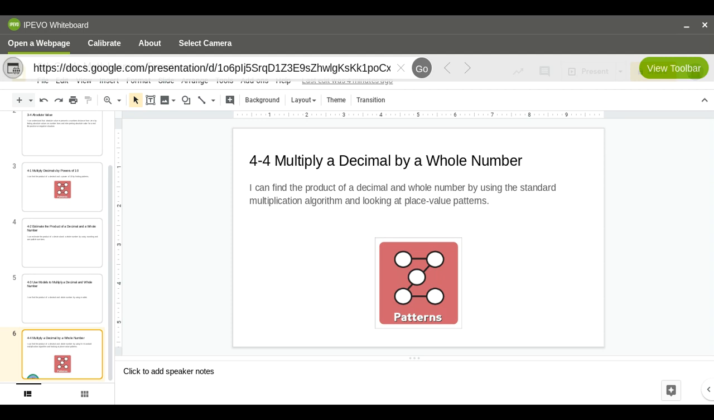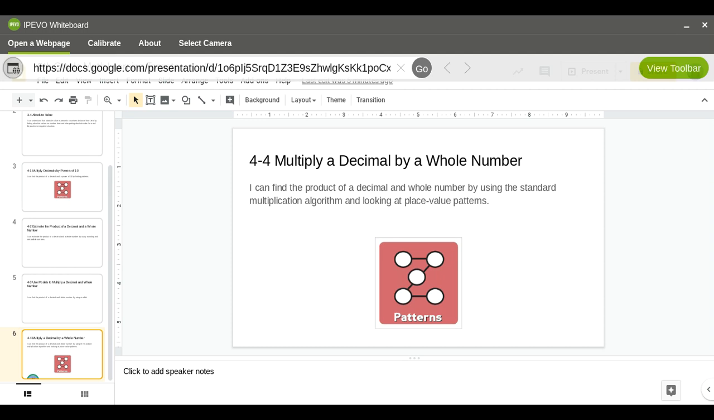Your learning target says I can find the product of a decimal and a whole number by using the standard multiplication algorithm that we learned in topic 3 and looking at place value patterns. When we look at place value patterns, that's going to help us determine where the best place for the decimal is going to be. It looks a little bit different when we multiply a decimal by a whole number, and we're going to use those patterns to help us determine where to place the decimal within the product.